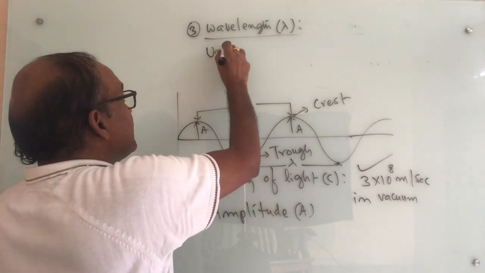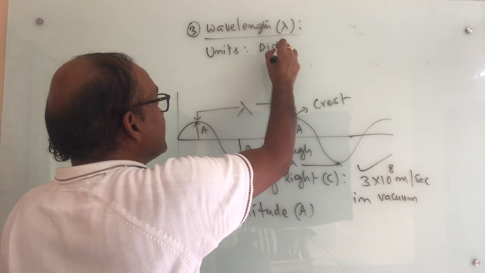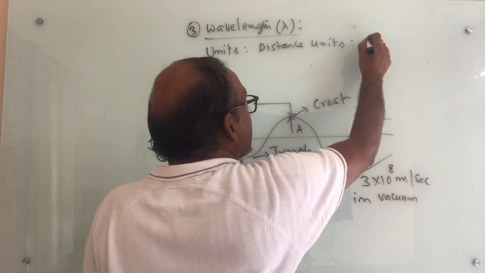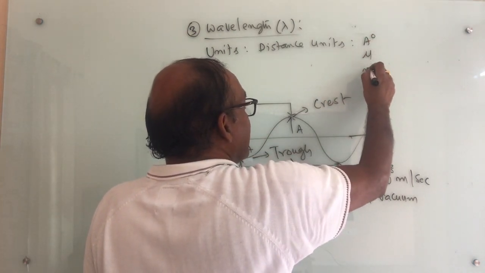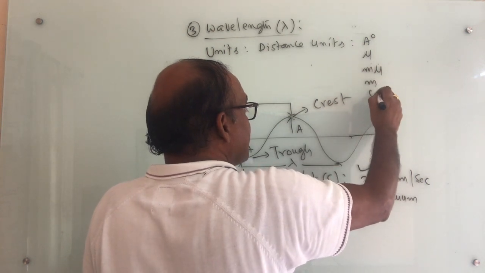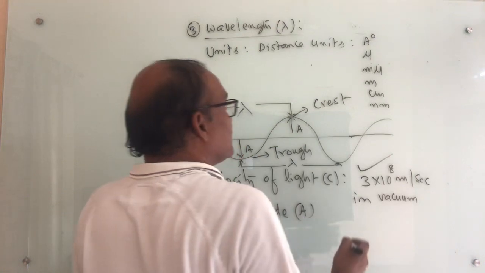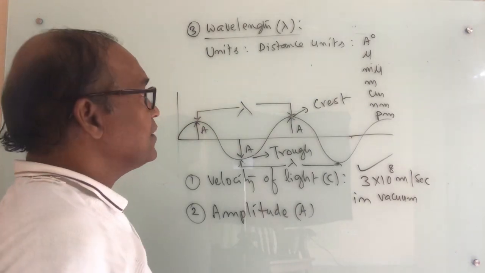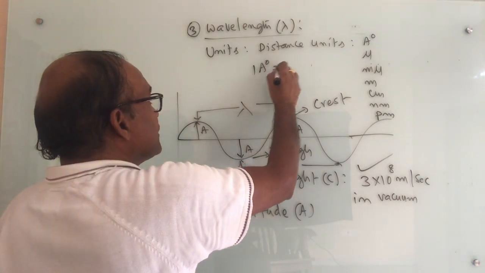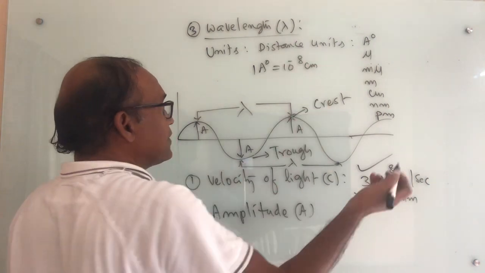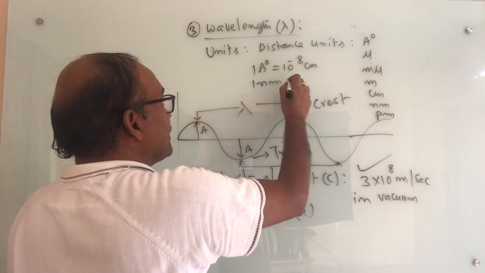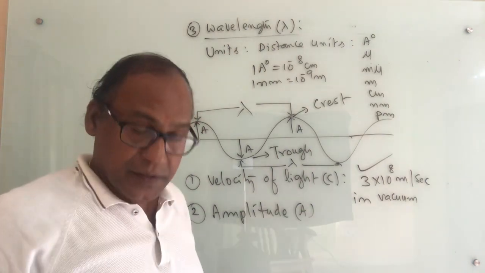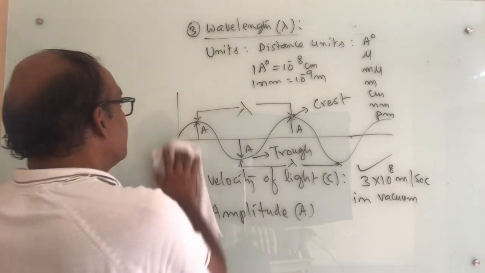Its units are distance units, say angstrom units, microns, millimicrons, meters, centimeters, nanometers, picometers, etc. These are the different units. 1 angstrom is equal to 10 power minus 8 centimeters. 1 nanometer is equal to 10 power minus 9 meters, like this. So that is the wavelength of light.